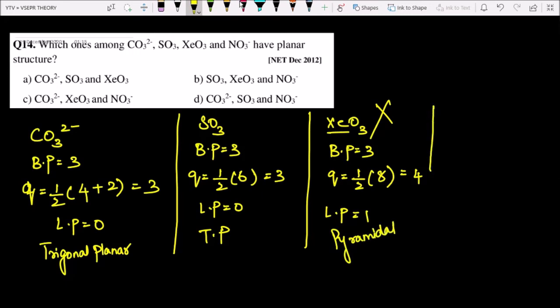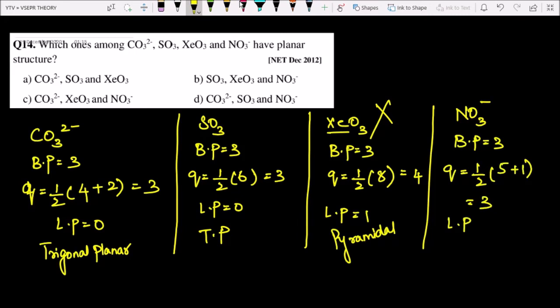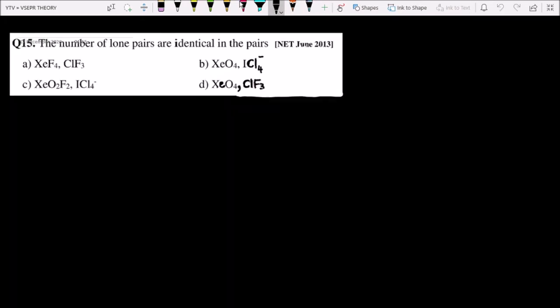And the last one we will check. Last one is NO3 minus. Again, it's trigonal planar, right? Bond pair is equal to 3 and quotient is equal to half into 5 plus 1, which is equal to 3. Therefore, the lone pair is equal to 0. So it's again going to be trigonal planar. So your answer should contain CO3 2 minus, SO3 and NO3 minus. So just check. It's option D. Okay, let's move to the next question.